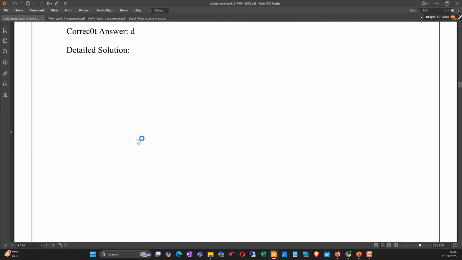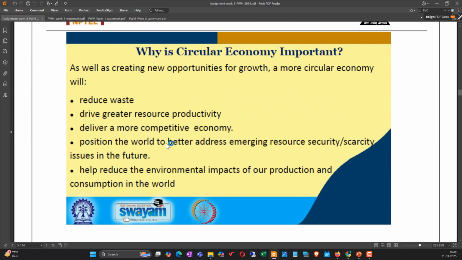Fifth, D is correct, and the solution for the same is here: why is circular economy important? It creates new opportunities for growth. A more circular economy reduces waste, delivers greater resource productivity, delivers a more competitive economy, and positions the world to better address emerging resource security scarcity issues in the future. It also helps reduce the environmental impact of our production and consumption in the world.